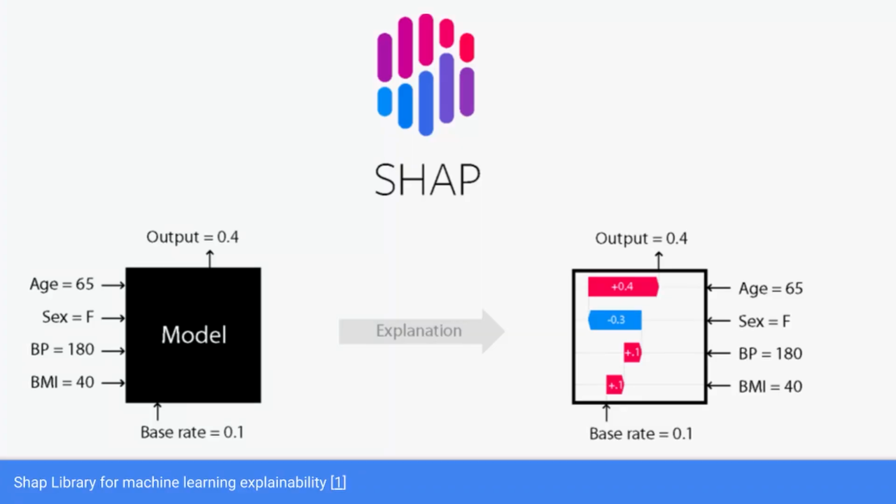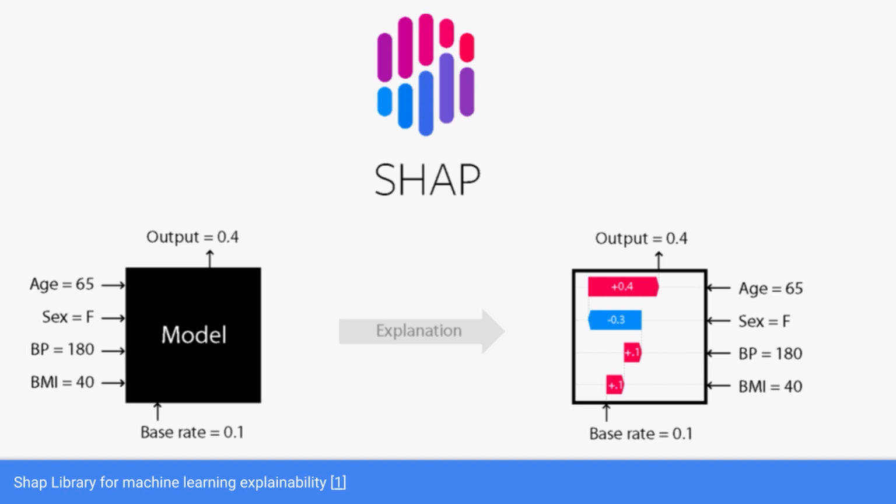Now, SHAP, for example, is a library for explainability. It's an amazing library. I really love it. It's been published as a Nature paper. And the idea is that you have your black box model, and SHAP can then calculate the impact of each variable to your output.